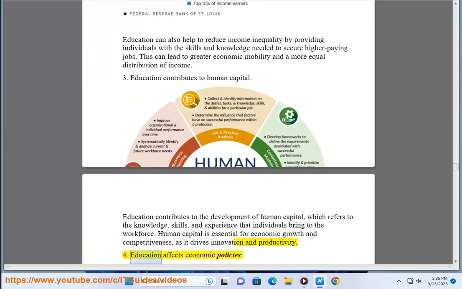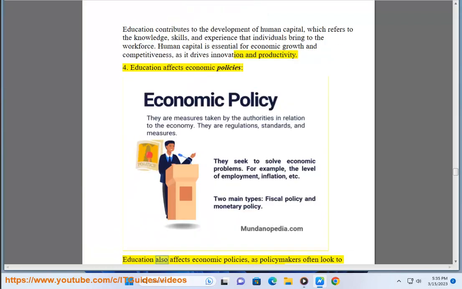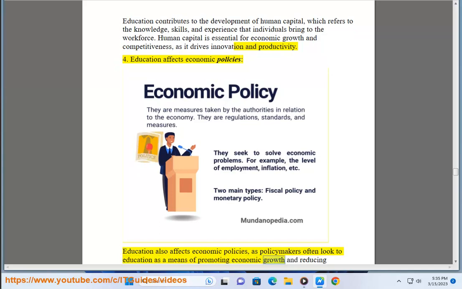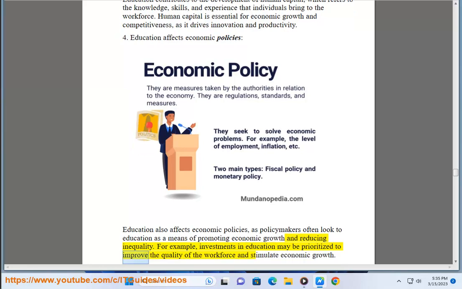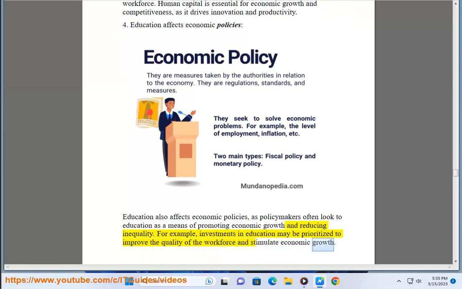4. Education affects economic policies. Education also affects economic policies, as policymakers often look to education as a means of promoting economic growth and reducing inequality. For example, investments in education may be prioritized to improve the quality of the workforce and stimulate economic growth.